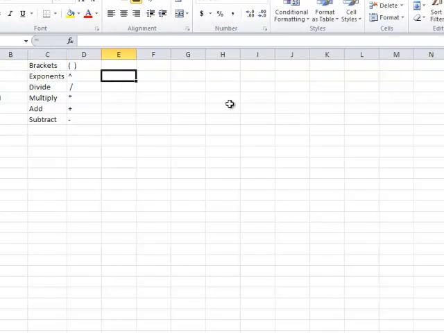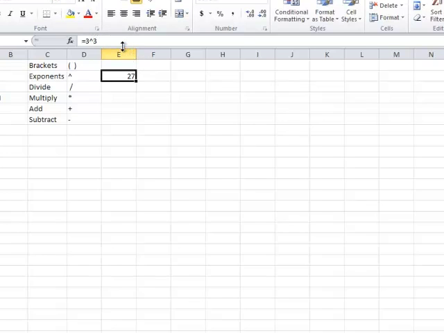Now what is an exponent? Well, to get you out of your misery, I'll give you an example here. 3, Shift 6, which is your caret, 3. Answer is 27. So exponents, think of raised to the power of, and the next number after the caret is going to be the power of.